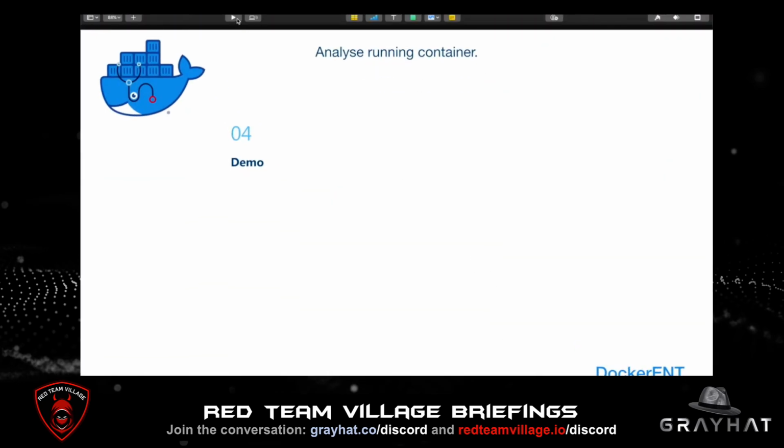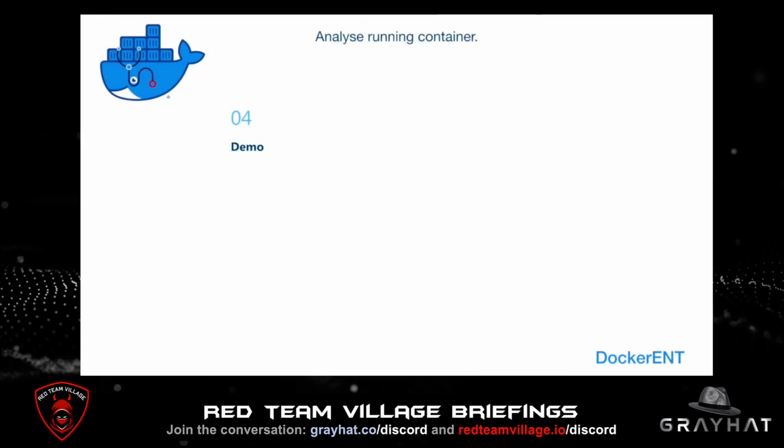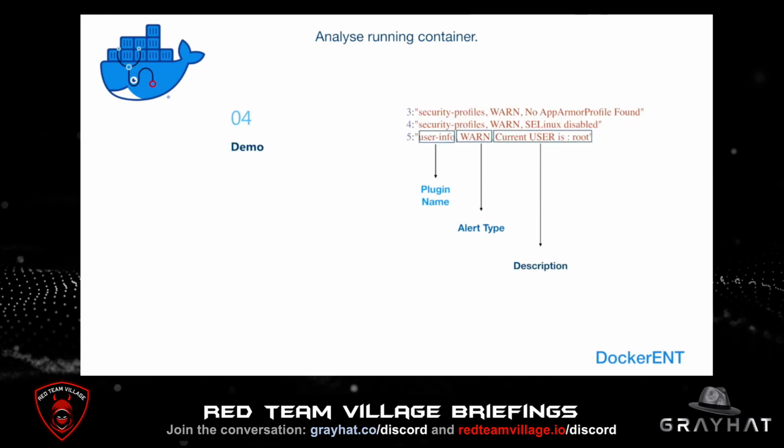Now let's go back to our slides. If you see, this is how the results from audit would look like. The first part is the plugin name. It's actually a CSV file, JSON according to each specific Docker. So there is a plugin name which is user info. It will give you the alert type, which is warning, and then at the end of the field, a description. So this is how the results from audit would look like.